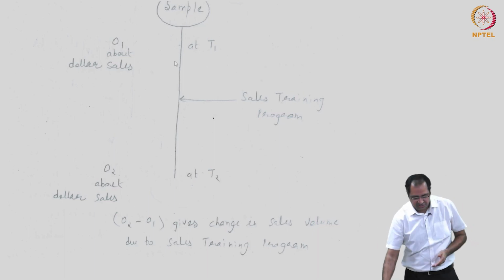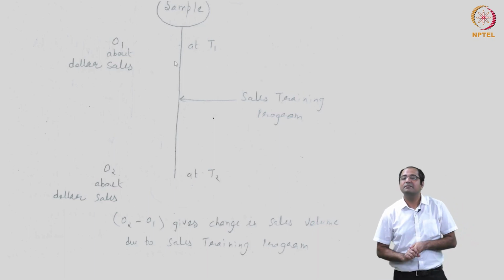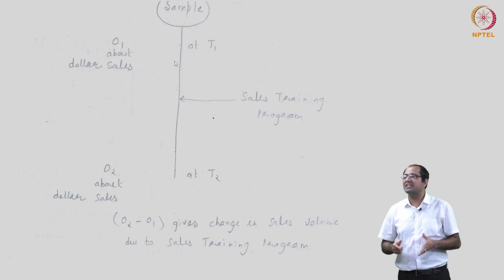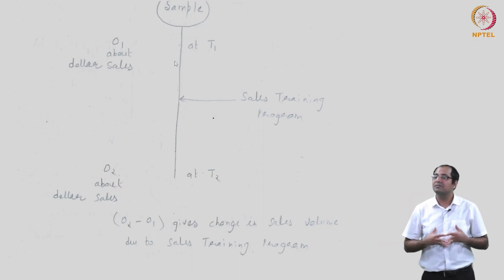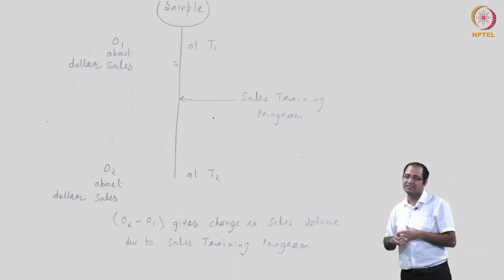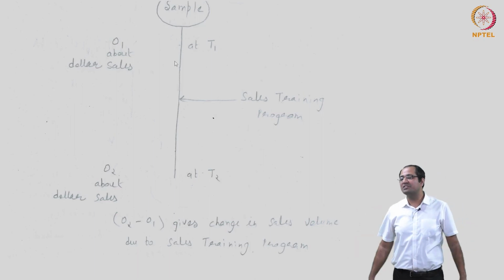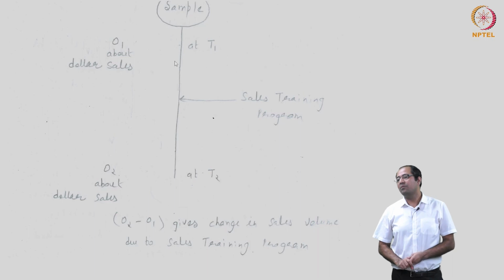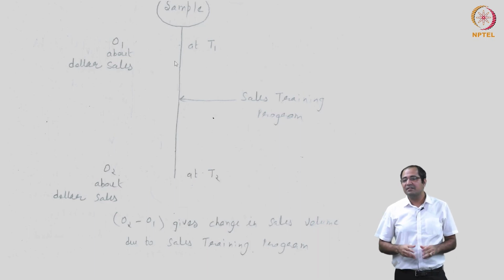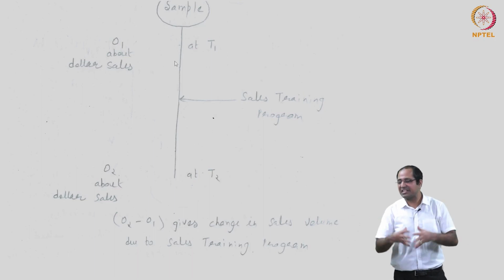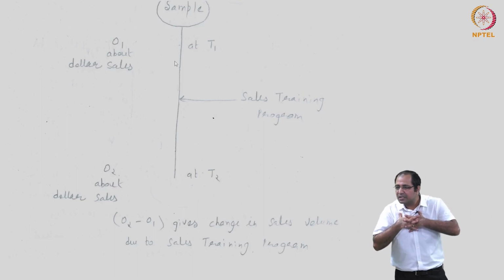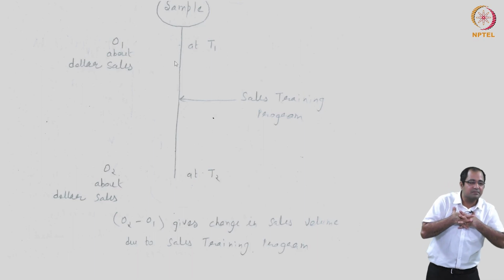But in this we cannot say that O2 minus O1 is because of whatever increase is there. Let's assume that the sales have increased substantially, it is because of the sales training program. We cannot say that. And why we cannot say that? Because we did not control for extraneous variables. Now what could be an extraneous variable here?